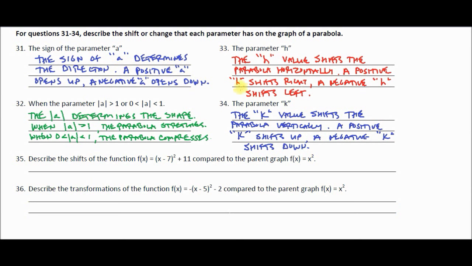So there's a summary of A, H, and K. A, sign of A determines the direction, opening up or opening down. Absolute value of A determines the shape. A big absolute value of A means it stretches. A small absolute value of A means the parabola compresses. The H value shifts the parabola horizontally. And the K value shifts the parabola vertically. All right, we will go to the next video to answer questions 35 and 36.